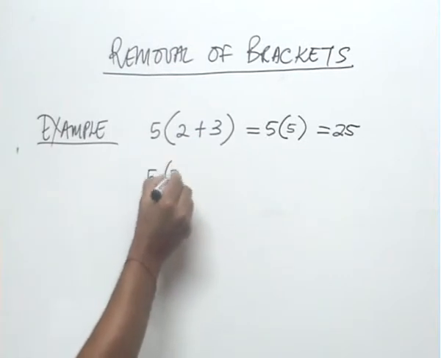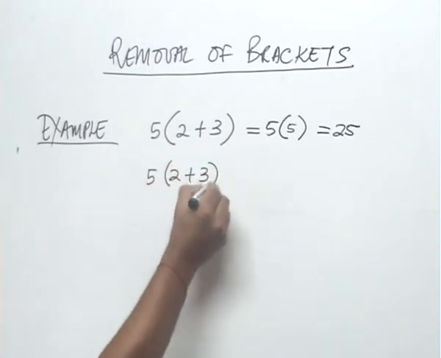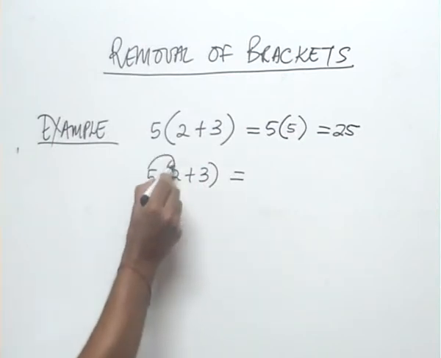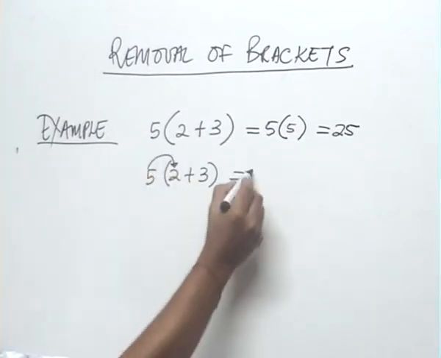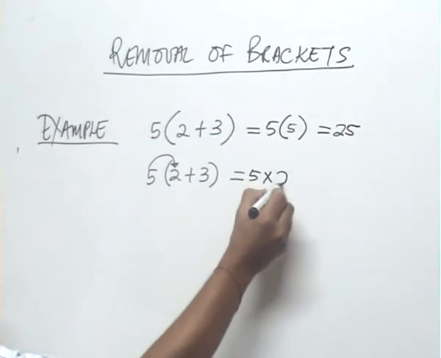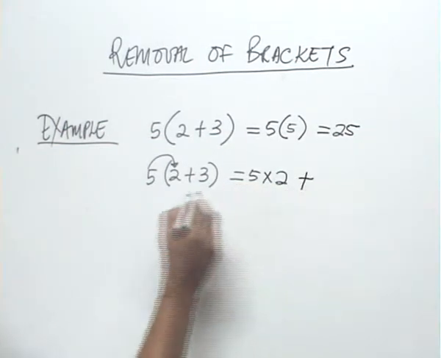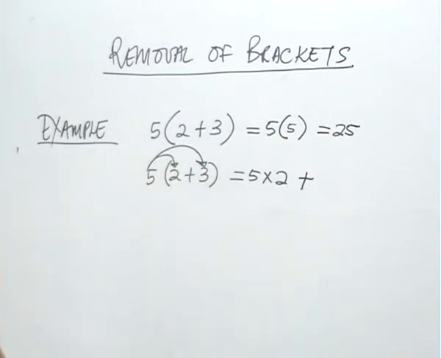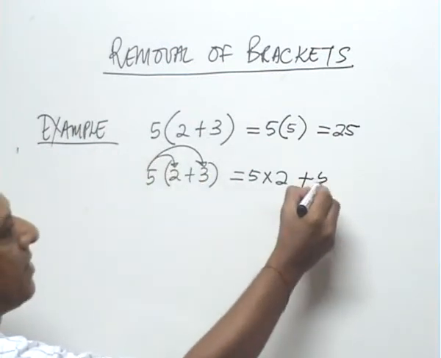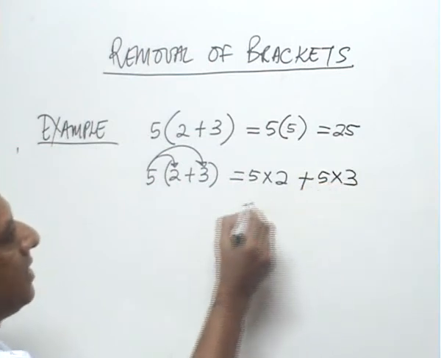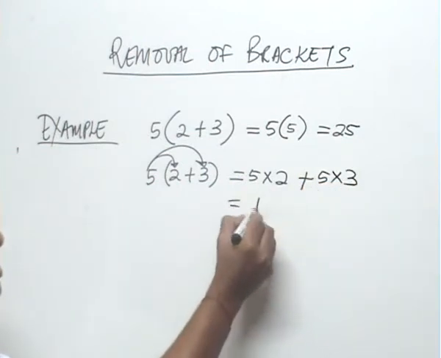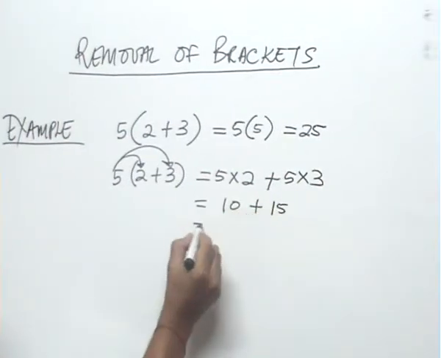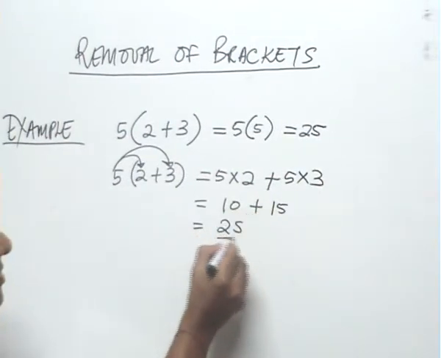And I told you, look, take the question and do it like this. Take 5 and multiply 2. So it will be 5 times 2. Plus, I said, then take 5 and multiply that. 5 times 3. Then you'll end up 5 times 2, 10. 5 times 3, 15. And the answer is 25.